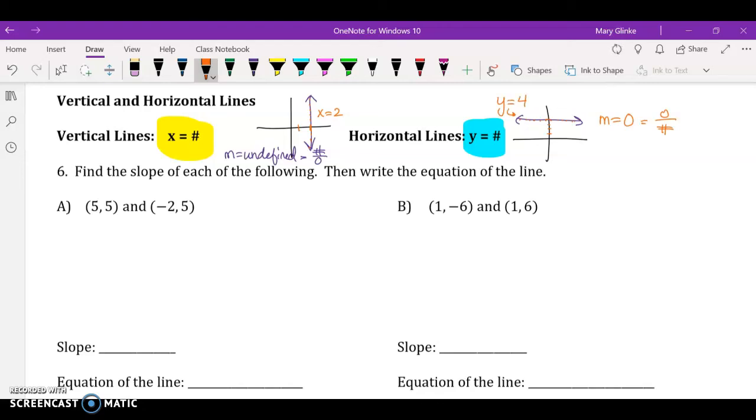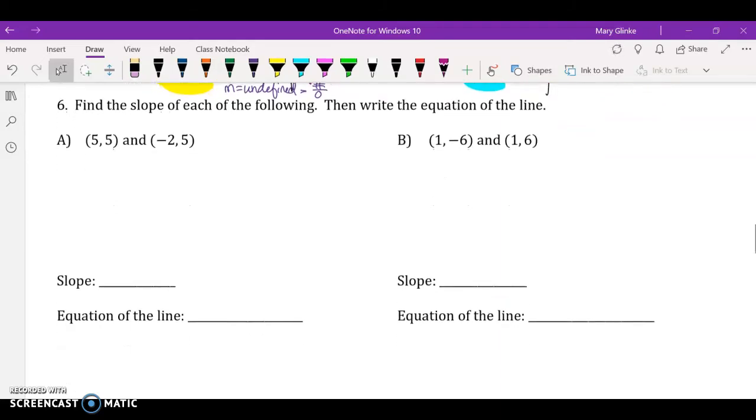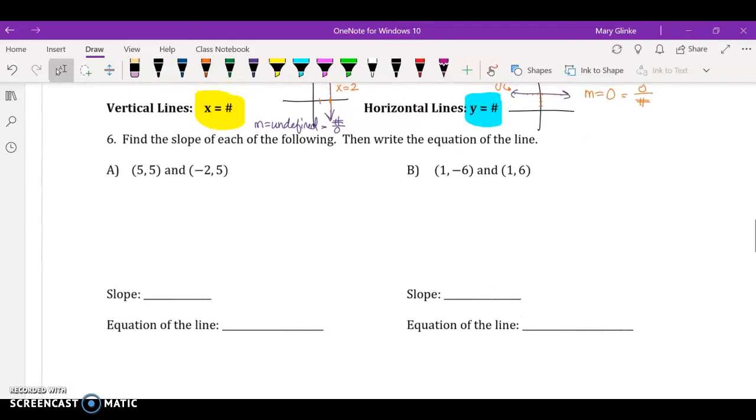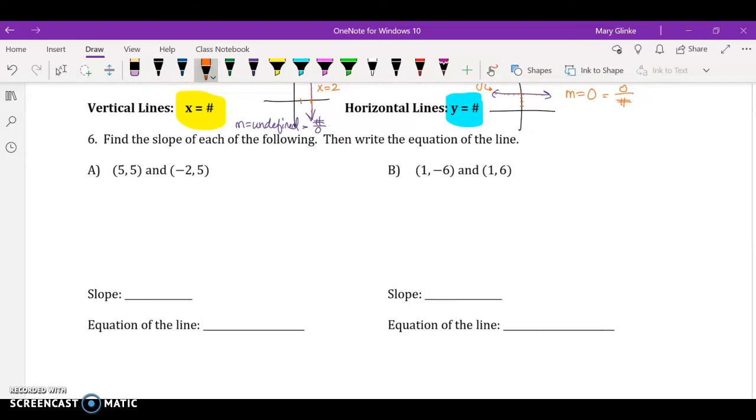So let's take a look at what that would be like when we actually see our slope formula. So 6a here, we want to find the slope of each of these. So we're going to do y2 minus y1 over x2 minus x1. When we do that, we get 0 over negative 7. 0 on top is okay. We do get an answer here. It is 0.